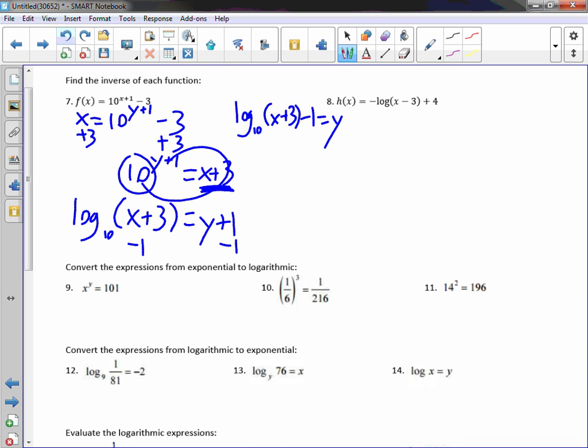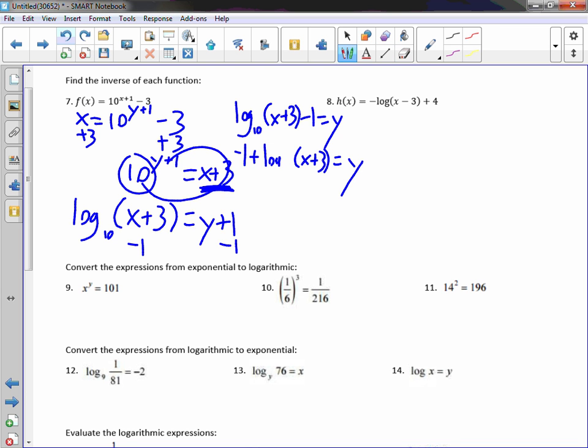The other way you could see this written is -1 plus log 10 (x plus 3) equals y. All I did was take that -1 and move it over here. The other thing you may see on multiple choice tests, because that's log 10, we don't need to actually put that log 10. We could take it out completely.